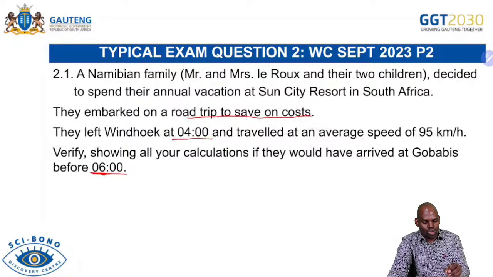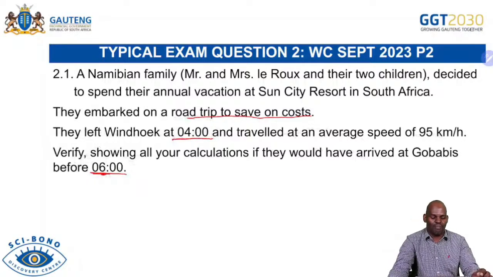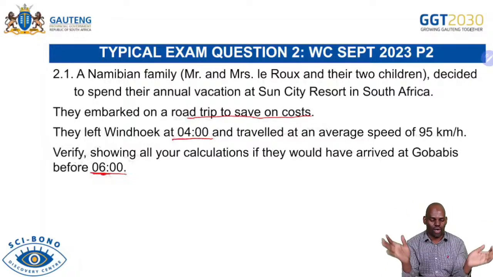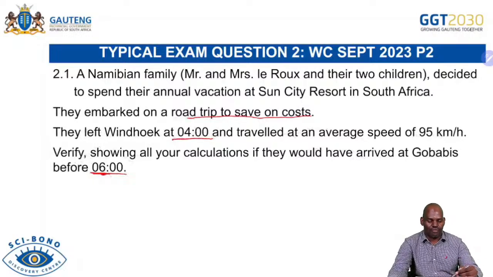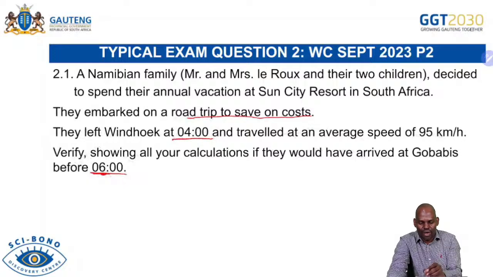Okay, so before 6 o'clock. So they leave Windhoek at 4 o'clock, and then we need to check if they are going to arrive before 6 o'clock in the morning. So it means they are not supposed to take longer than, if you check from 4 o'clock to 6 o'clock, about 2 hours. Now let's see. They travel at a speed of 95 kilometers per hour.